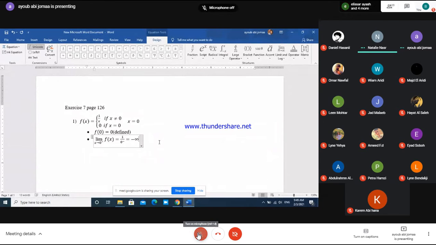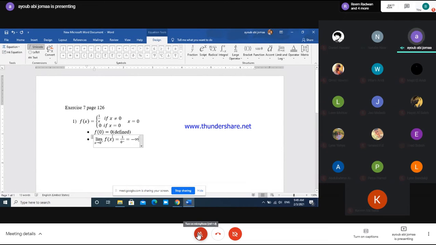From this step, we can stop and say that the function is not continuous. Why? Because the limit as x approaches 0 minus is infinity. It is not a number, so it can't be equal to f of 0. It can't be equal to 0. So this is enough to say that the function is not continuous.